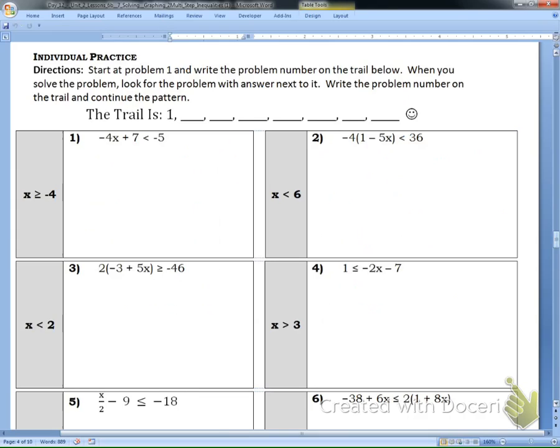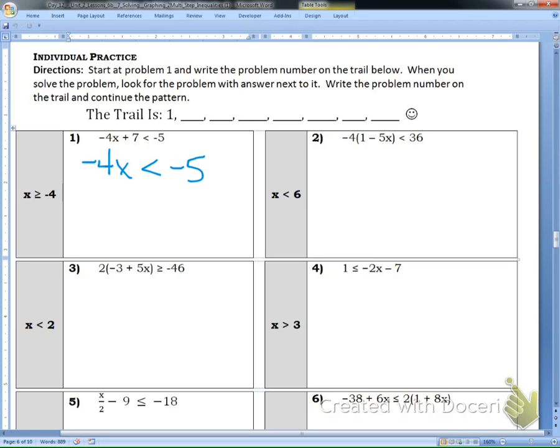So if you were solving problem number 1, look and see what you would do first. If you want to push pause and solve it, and then we can check your answer and see what you do next on the trail. So it looks like I need to move my 7 over. Oops, get my pen out. So -4x is less than -5 minus 7.